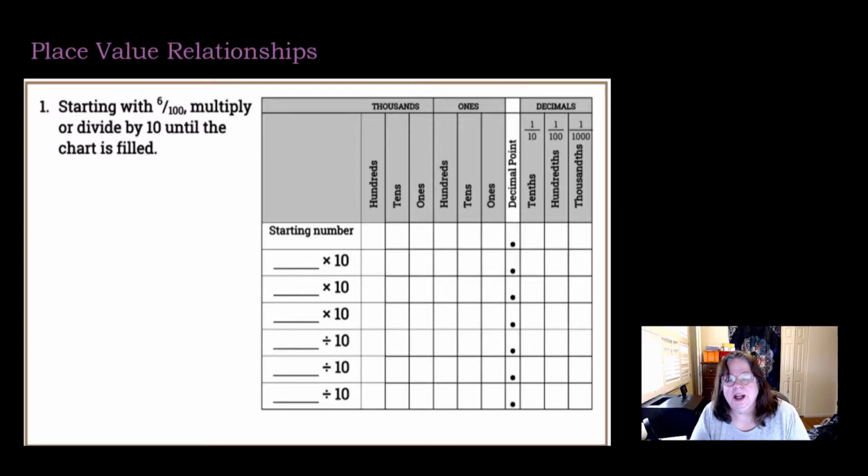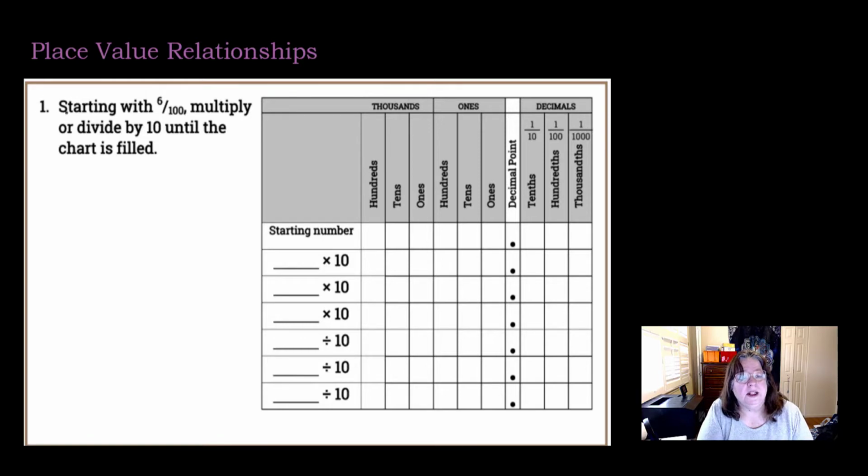Today we're going to look at place-value relationships. So what we're going to be doing is looking at how a number changes, or a value changes, as we multiply or divide by 10. So we've got a chart here. Let's just jump in and work on this together.